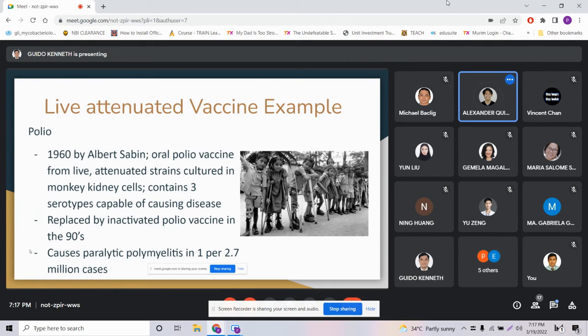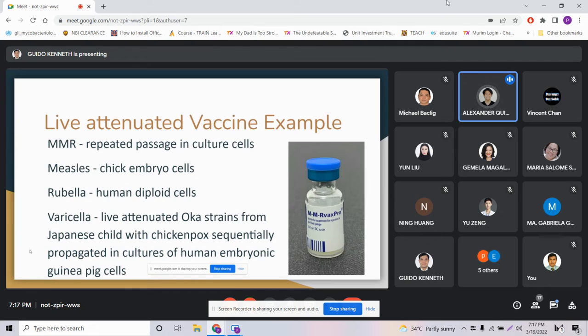So next slide, please. I also have our MMR vaccines, which are short for measles, mumps, rubella, and sometimes it's MMRV, which also includes varicella. This is actually prepared using repeated passage in culture cells. So measles is prepared in chick embryo cells, rubella in human diploid cells, varicella. They use a live attenuated Oka strain from a Japanese child with chicken pox, sequentially propagated in cultures of human and guinea pig cells.